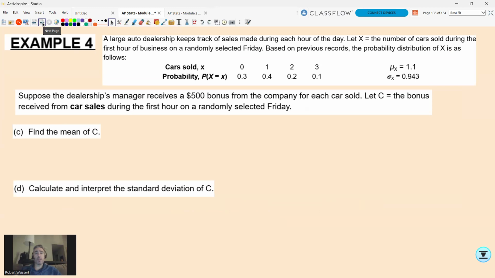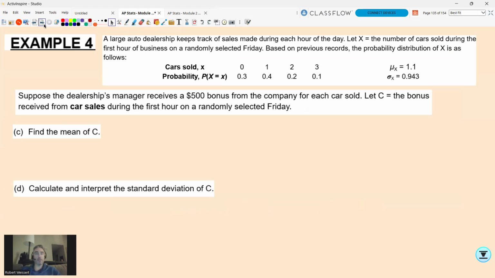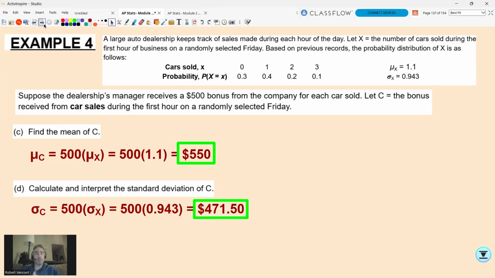Suppose the dealer's manager receives a $500 bonus from the company for each car sold. Let C equal the bonus received from car sales during the first hour on a randomly selected Friday. Find the mean of C for part C. Well, we already have our formula, 500 times X, and we know multiplication straight up multiplies the mean. So 500 times 1.1 is going to be $550. With standard deviation, multiplication multiplies the standard deviation as well. So the standard deviation is going to be 500 times 0.943, and you get $471.50. It does ask you to interpret it.